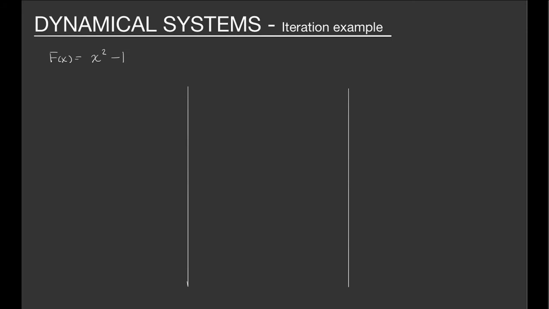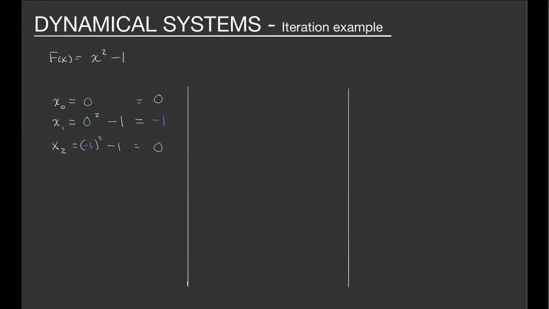Let's say our function is x squared minus 1. Let's look at some iterates of different starting x0s. Say we have x0 of 0. We substitute that into our function. Of course, 0 squared is 0, subtract 1, and we get negative 1. Now take negative 1 and substitute it back into the function. That will give us negative 1 squared minus 1, which is 0. This is now what we call x2.